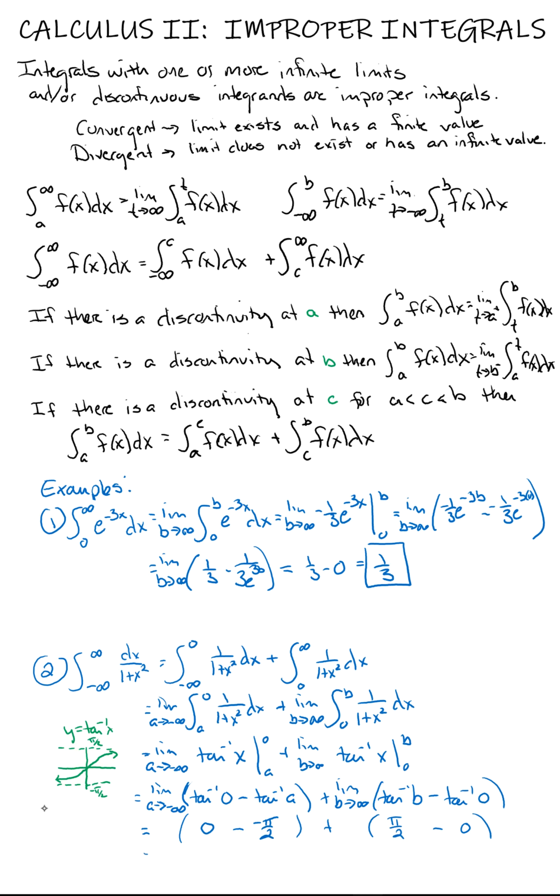So, doing this simple arithmetic, watch those positives and negatives. This is minus a negative here. So we end up with pi over 2 plus pi over 2, which is simply pi. So there we go.